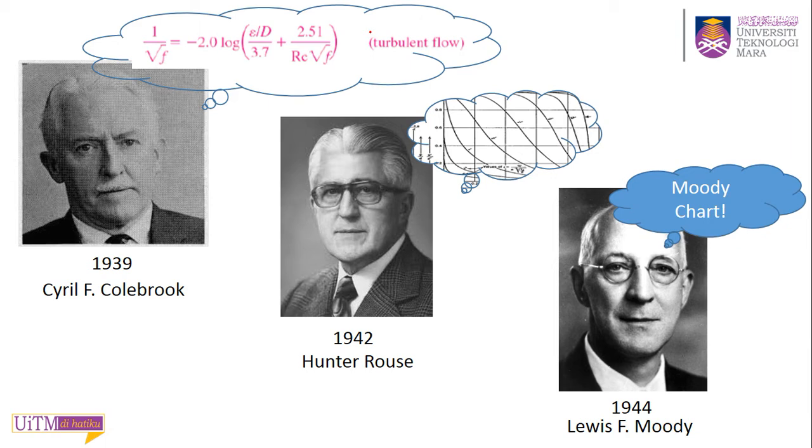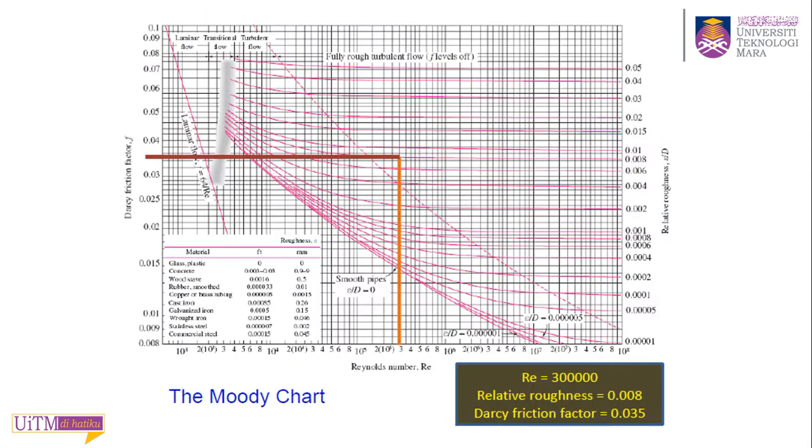Okay, two years after that, Lewis F. Moody. So that's why we call this chart the Moody chart, even though it arises from Colebrook and from Rose. Because he finally got the real chart that people can refer to in order to find the friction factor for turbulent flow. So he improvised this Rose chart, and he named it the Moody chart. So that's the story of why we came up with this Moody chart.